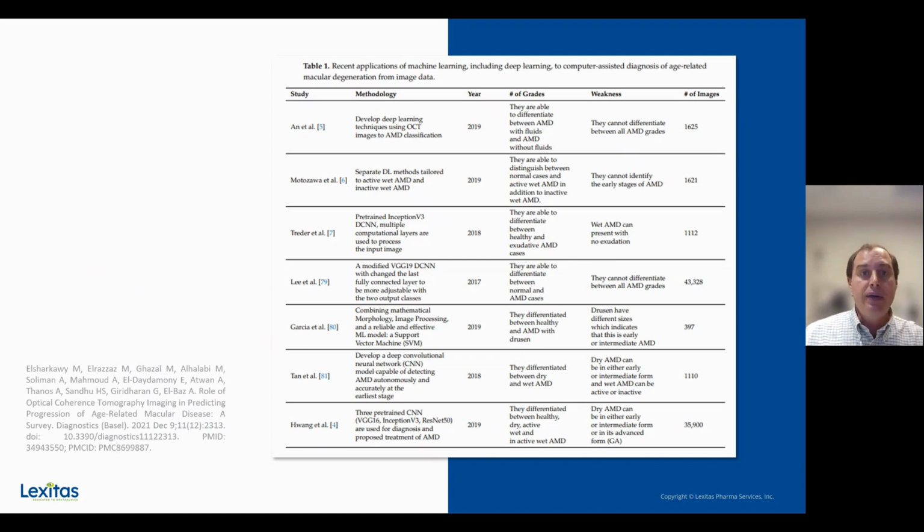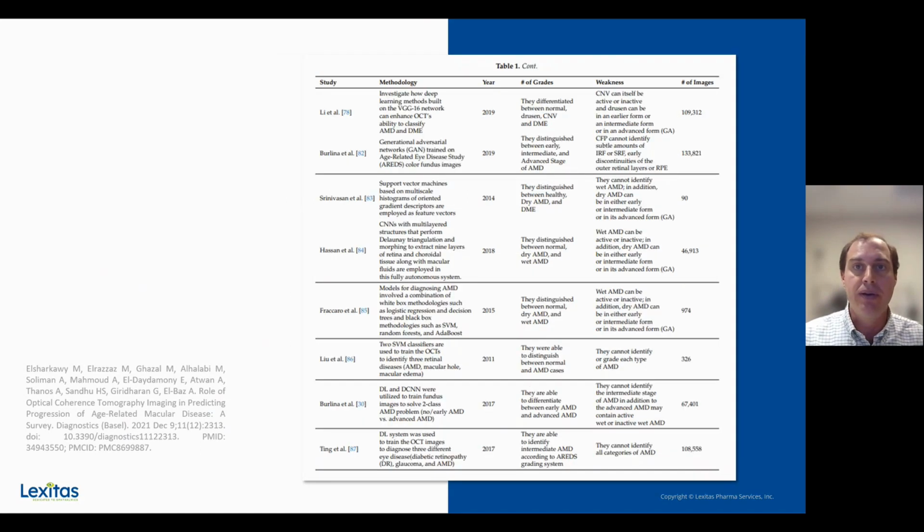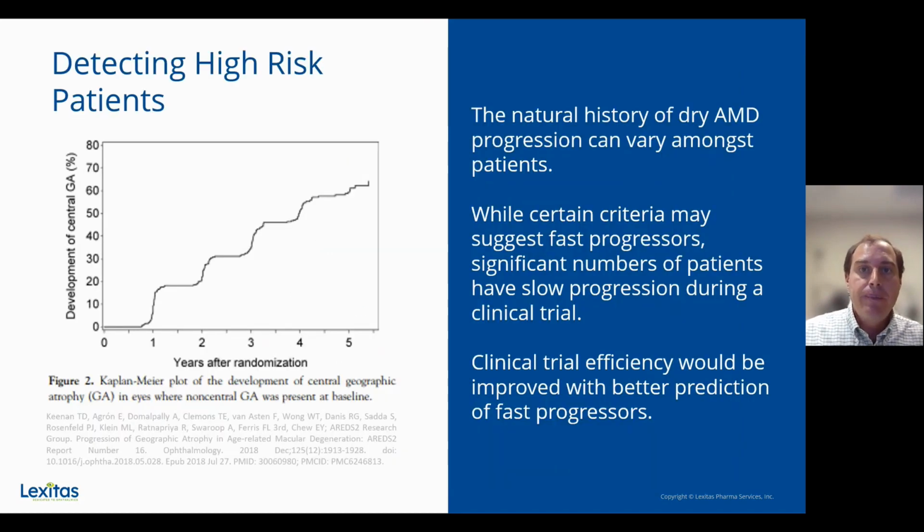You guys will know that over the past decade or so, there's been a revolution in deep learning, machine learning, and artificial intelligence. And over the past few years, there's been a lot of work done in dry AMD and also in other indications, to grade disease, to identify disease, and to take that into clinical practice to see if the computer can pick out disease a little better than we can with the naked eye. So this is important in clinical trial work, right?